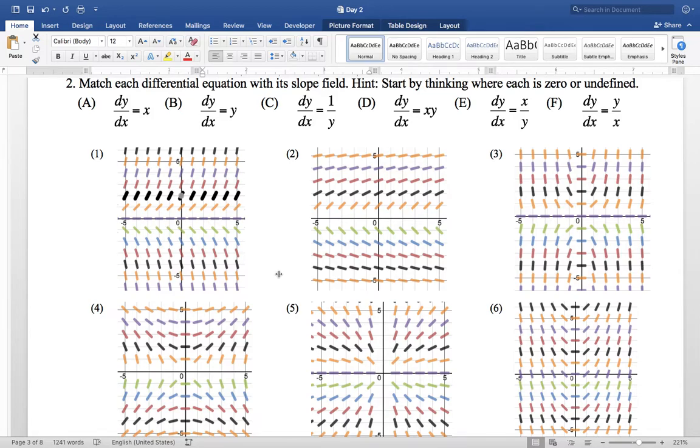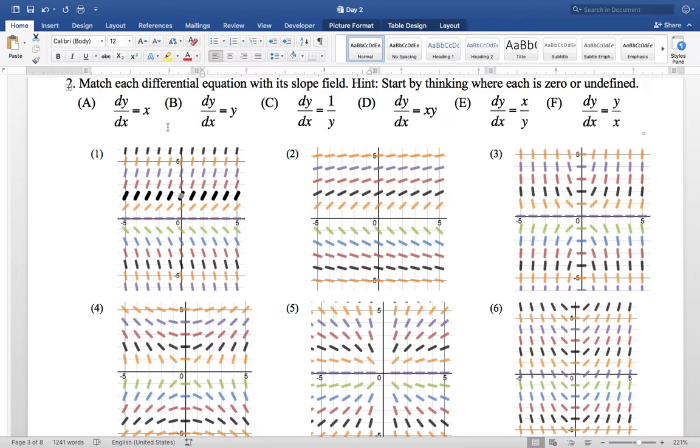And how do you do this, right? Because we've got all these different differential equations, all these different slope fields. What you don't want to do is tediously plot every point for each differential equation and try to match up. So what I want to point out is that there are certain tricks, okay?